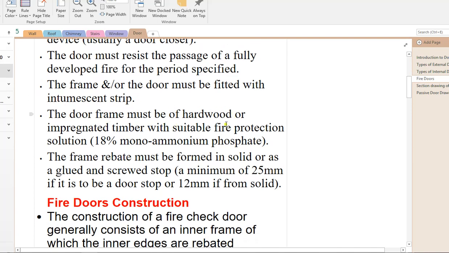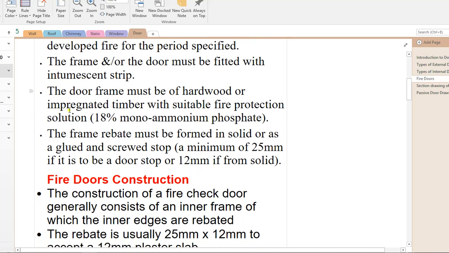Now door frames must be hardwood or impregnated with a fire protection solution. That's to prevent the frame from burning down as well. So it must be hardwood or impregnated with a fire protection solution. Same as if you were preserving a piece of wood using pressure treating, this is the same method, but with a fire protection solution.